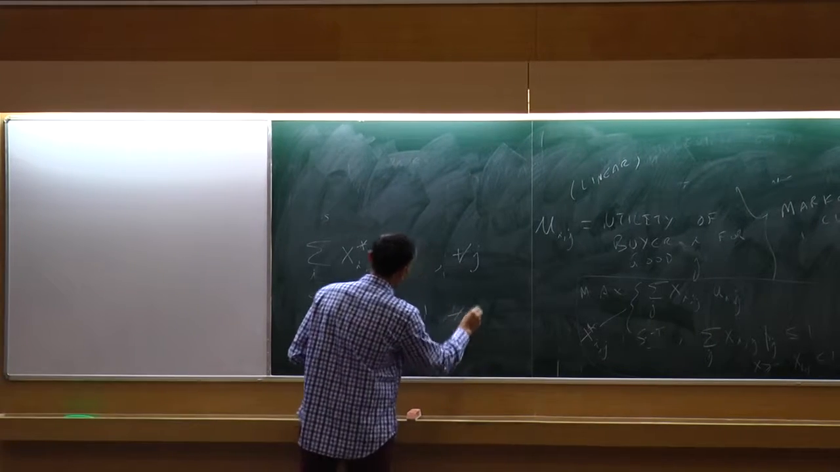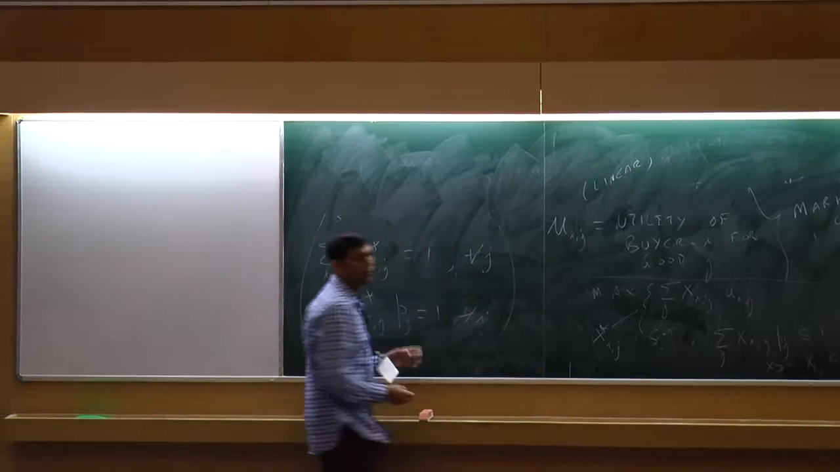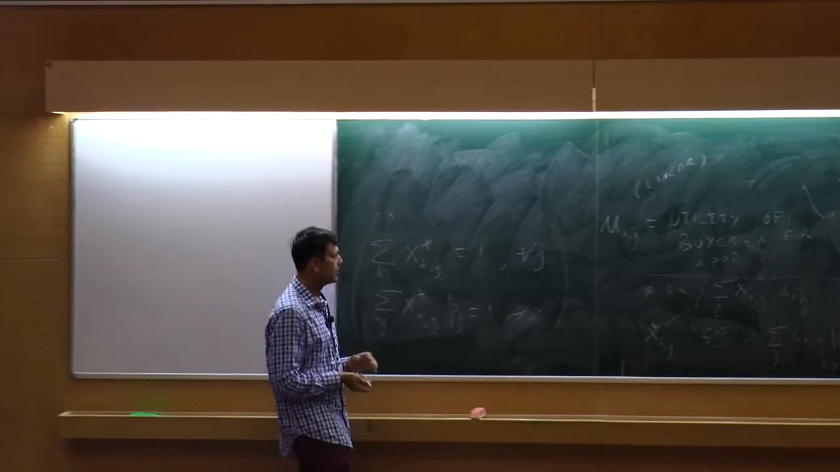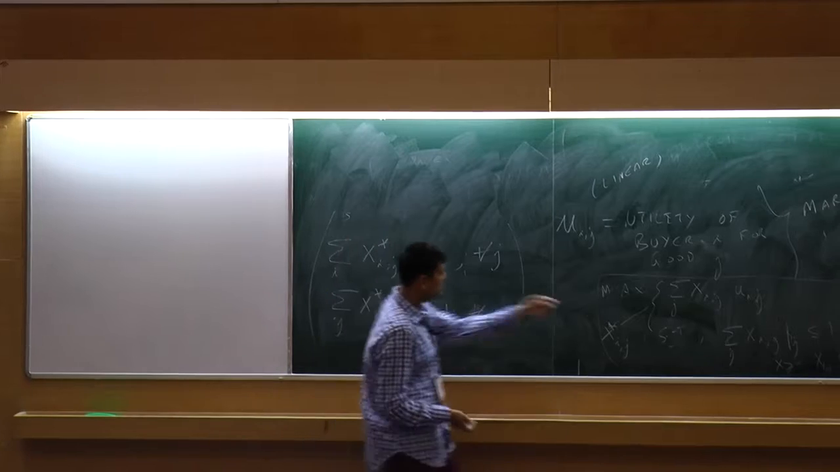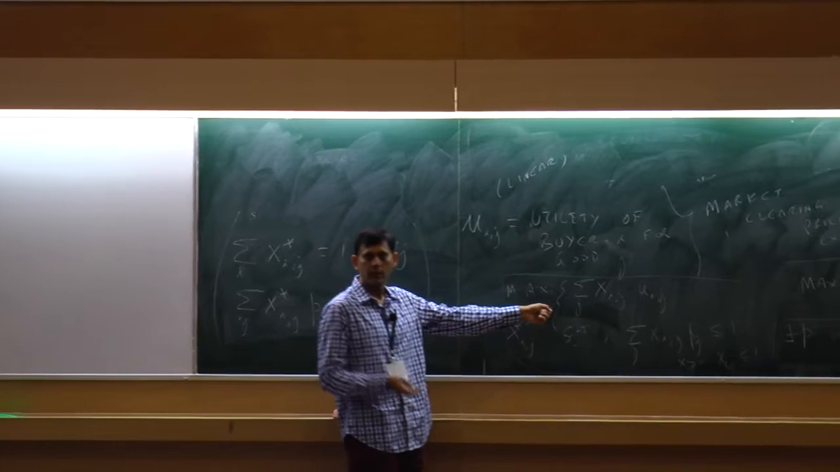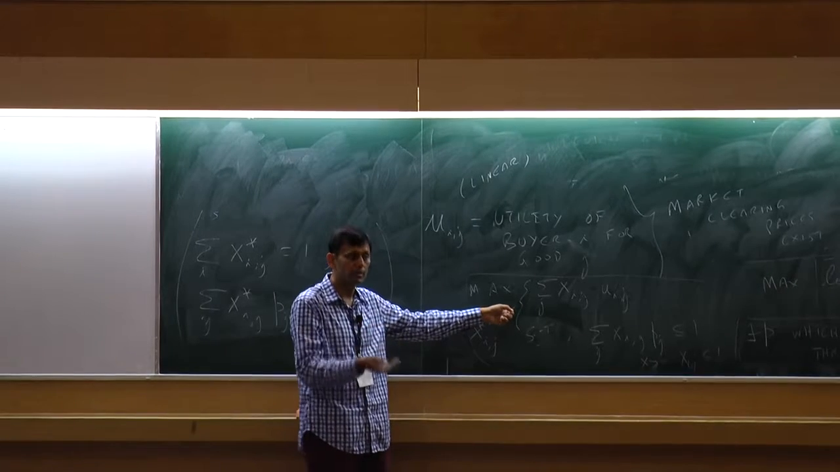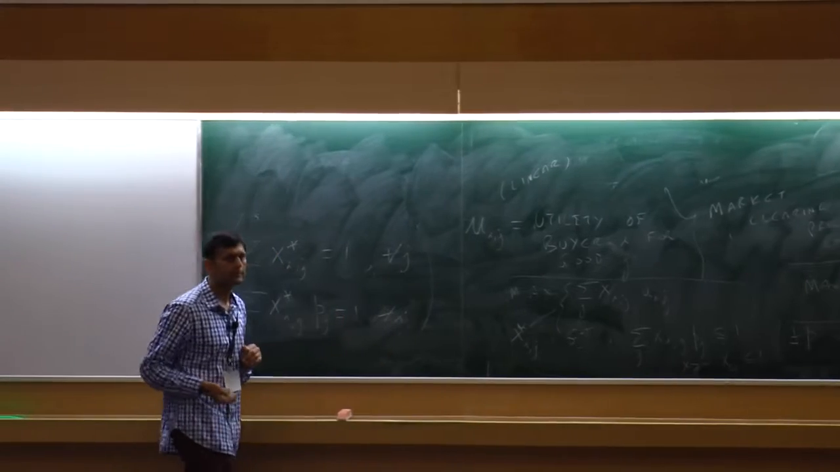Okay. So maybe I should have just done this. So this is the formal definition of market clearing. There exist Pj such that x star ij is the optimum solution to this problem. So users are responding optimally from their point of view to the price signal, and the market clears.